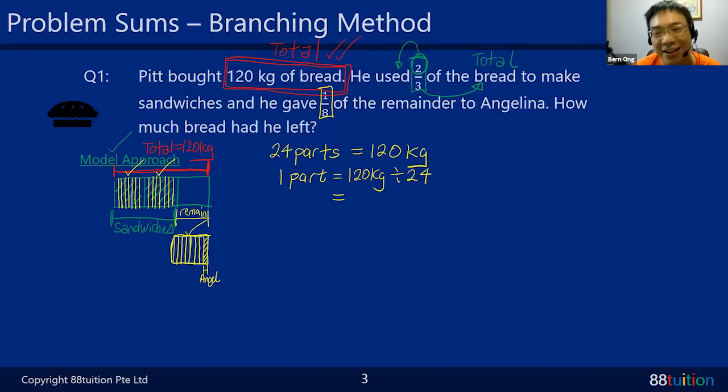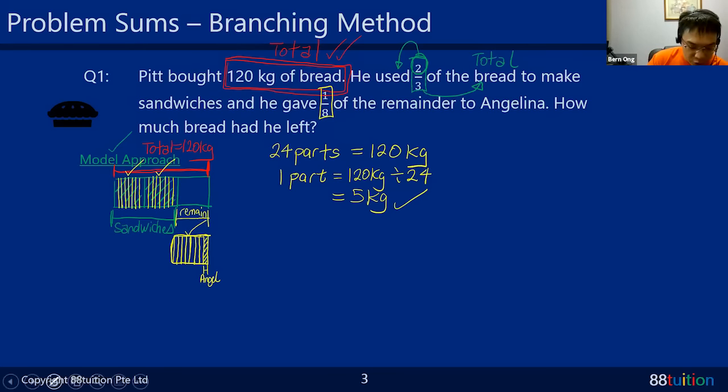5. Yes, a lot of people say 5. One part is 5 kg. So once you get one part, now you can answer the question already. What is the question talking about? Let's take a look. The question is, how much bread had he left?